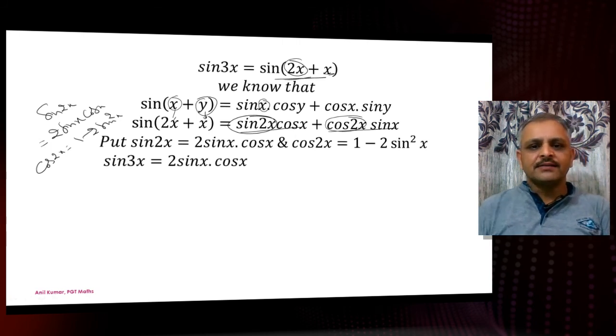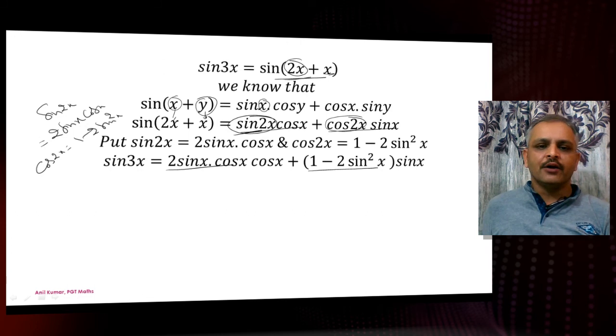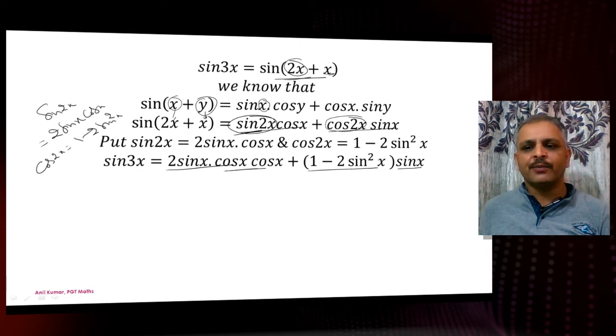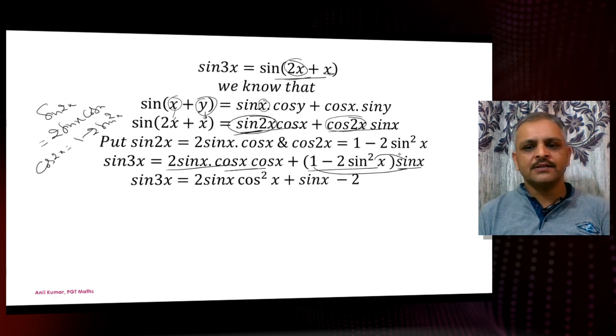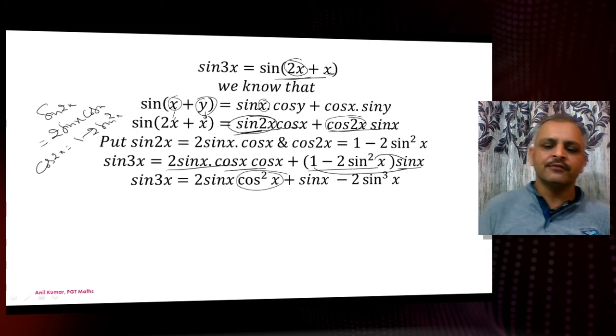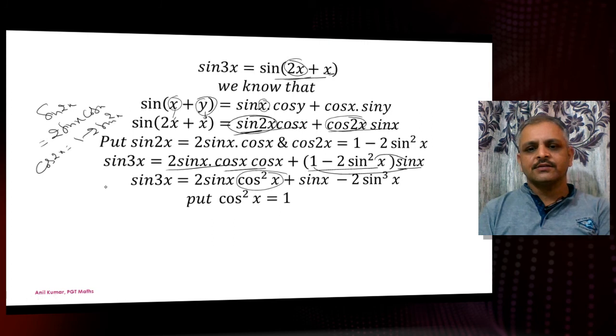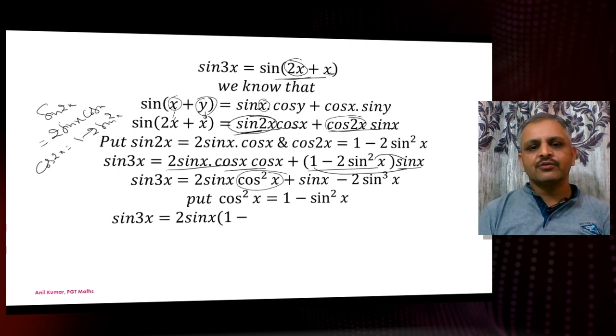So it becomes sin 3x. Instead of sin 2x, I put 2 sin x cos x, and instead of cos 2x, let me put its value. Now it becomes cos x into cos x, cos square x, and if I open this bracket, it will become 1 into sin x minus 2 sin cube x. So 2 sin x cos square x plus sin x minus 2 sin cube x. Now I will replace this cos square x with 1 minus sin square x.